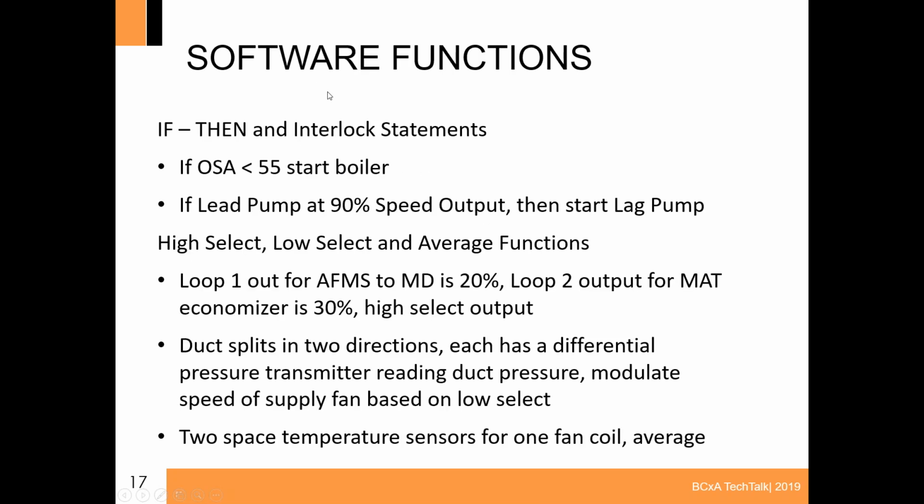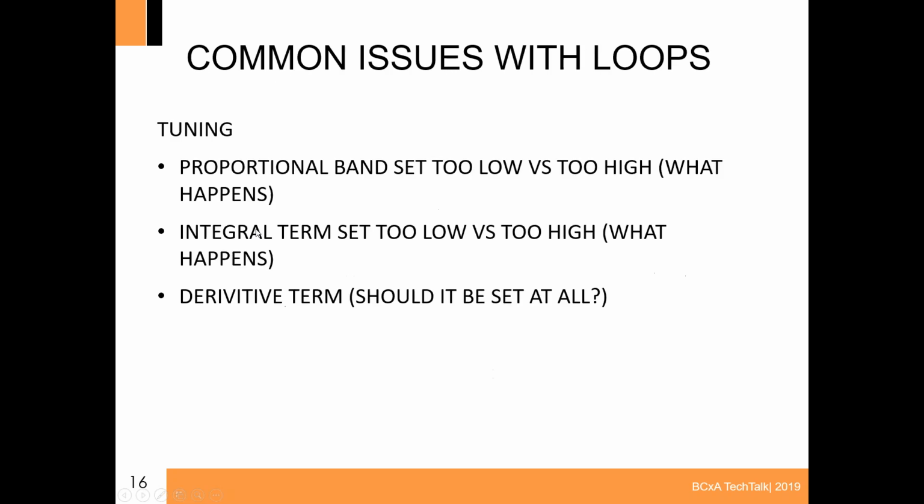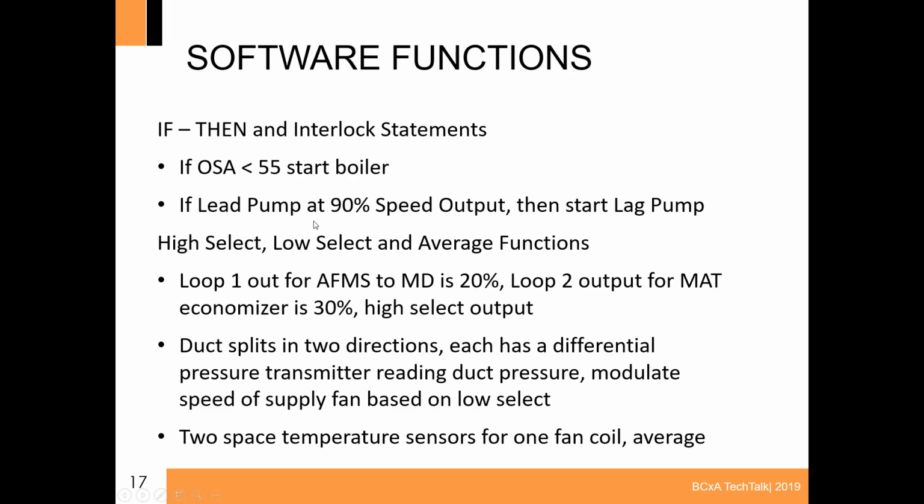Okay, software functions, and I'm looking at our time, we're moving quick. The PID loops usually reside in a controller at the piece of equipment. Software functions can be software programming that resides at the controller or at an upper level controller. Simple software functions: if-then. If the outside air is less than 55, then start the boiler. If the lead pump is 90% or more, start the next pump. That would be a simple if-then software function.